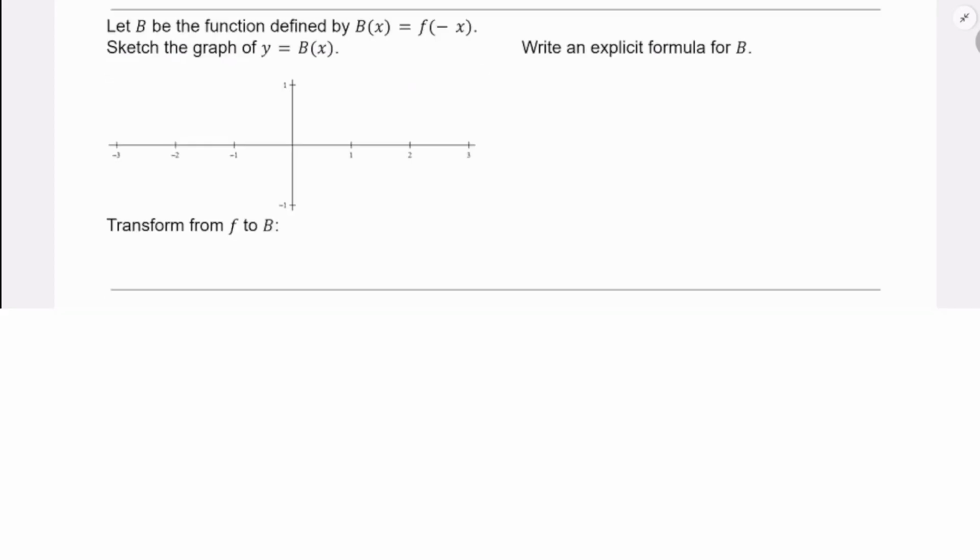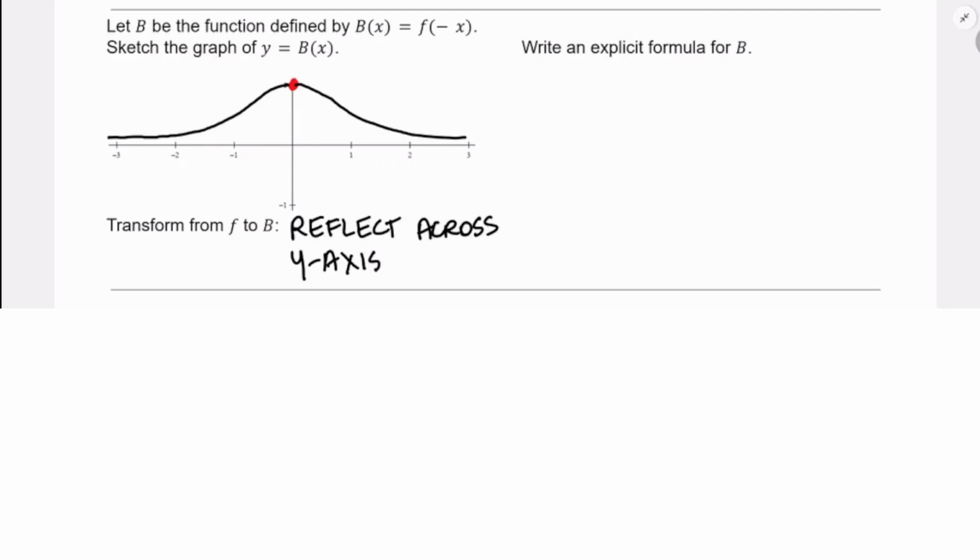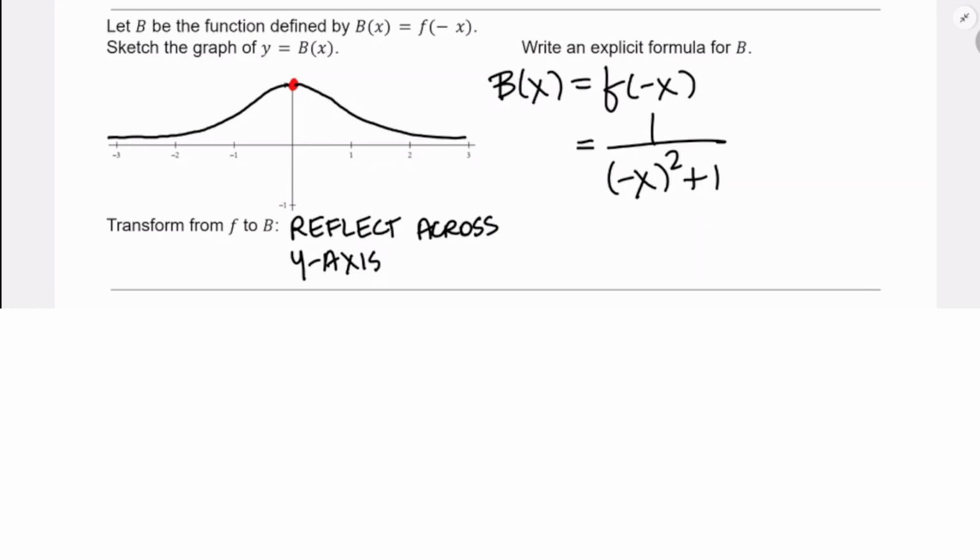All right, if we think about b of x is f of -x, this is going to be a reflection across the y-axis. But if you think about it, this thing already has symmetry across the y-axis, so if I reflect it across the y-axis, nothing's really going to happen. But if we write an explicit formula for b, we know that b is f of -x, so wherever I see x in the formula for f, I'm going to replace it with -x in parentheses. You can see why that happens, right? Because that -x is going to get squared, and that's -1 times x times -1 times x, and -1 times -1 is +1. So that comes back 1 over regular x squared plus 1. Okay, so it didn't change when I reflected across the y-axis.